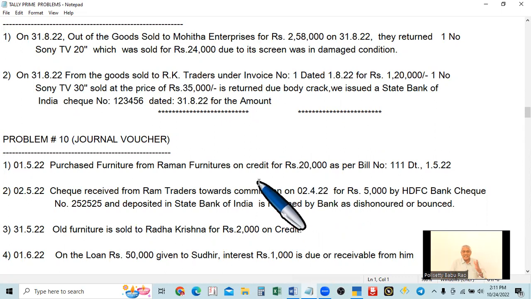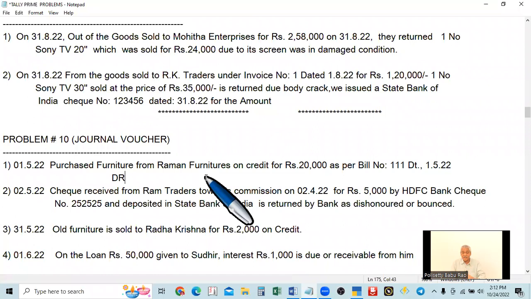So in this case, we have to decide what the accounts involved here are: furniture and Raman furniture. These two, furniture account and Raman furniture account. Furniture is an asset. We are getting the furniture, that is why debit what comes in. So debit furniture account, and we are purchasing from Raman furniture.